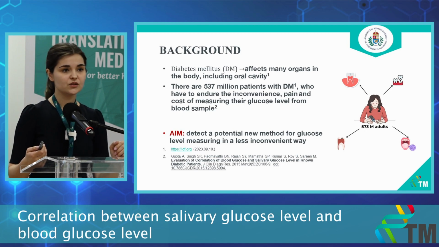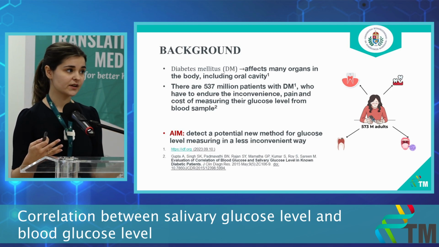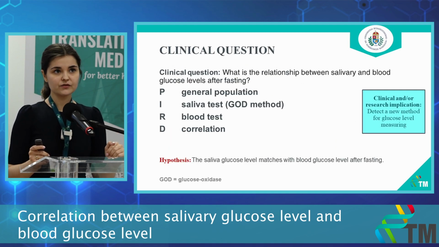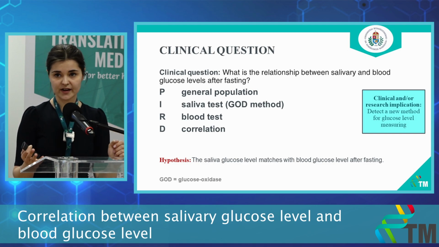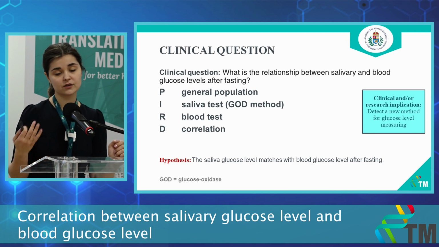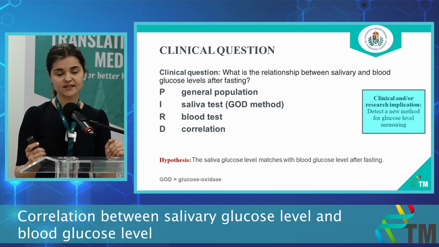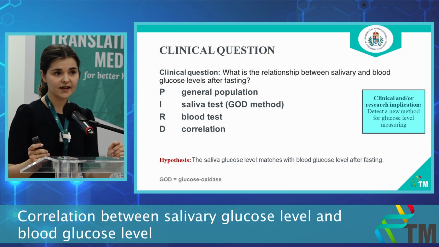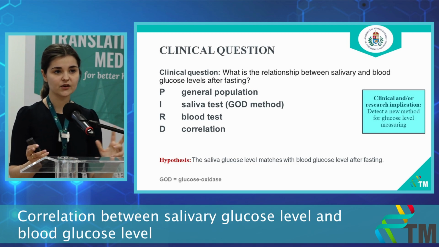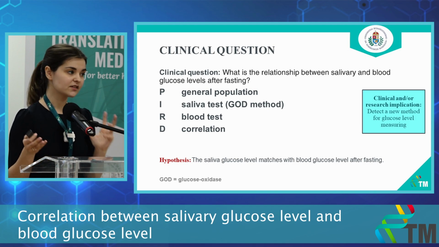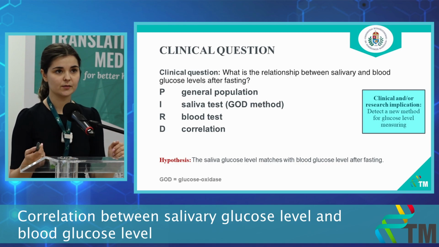Therefore, my aim is to detect a potential new method for glucose level measuring in a less inconvenient way, if possible. My clinical question for my first project would be, what's the relationship between salivary and blood glucose levels after fasting? We chose the PERD framework for that, where the population is a general population. The index test would be saliva test based on glucose oxidase methods. My reference test would be a blood test, and the diagnosis of interest is correlation. And my hypothesis is that the salivary glucose level matches with blood glucose level after amount of fasting. Again, my clinical implication is to detect a new method, if possible, for glucose level measuring.